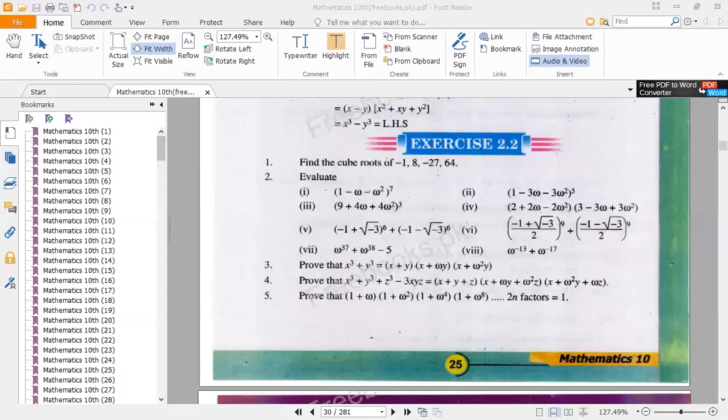Now question number 4. Once again, I'm sharing my book with you, dear student. Look at my book. It's question number 4. Prove that x cube plus y cube plus z cube minus 3xyz is equal to. If you could remember this formula, we have done it in class 9, chapter number 4. If we expand this formula, x cube plus y cube plus z cube minus 3xyz, we will get x plus y plus z into x square plus y square plus z square minus xy minus yz minus zx. Hope you could remember.